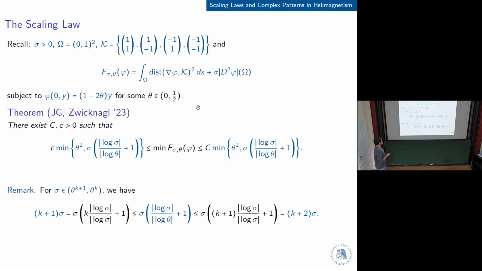In order to do that, I always need this reminder for myself. If sigma is in between theta to the k plus 1 and theta to the k, then this term is essentially just k, right? But I always need this reminder.